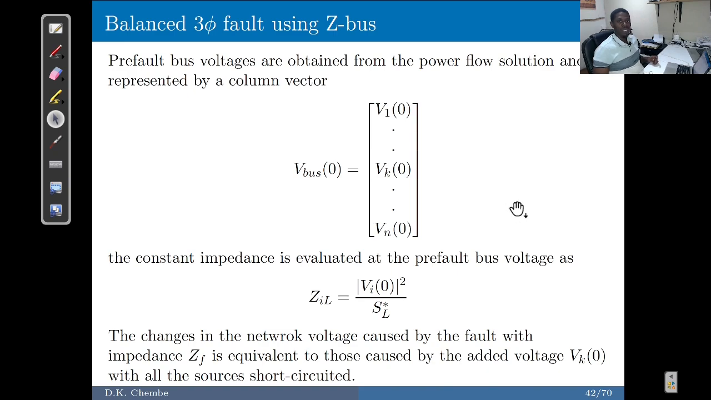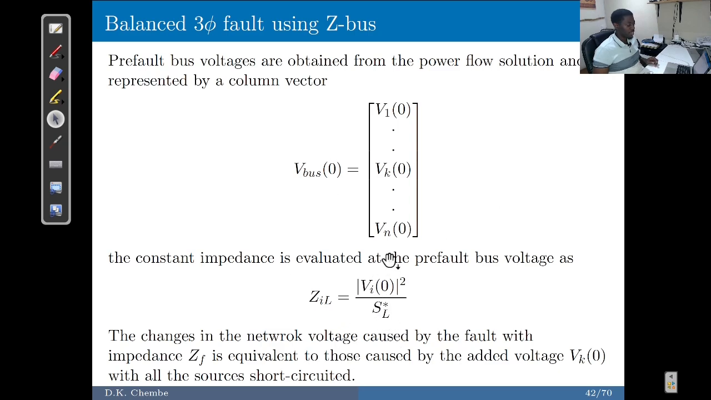Then the pre-fault voltages, which can be calculated from the power flow equations, are represented by a column vector. So V bus 0 is equal to the column vector of V1, Vk, Vn. These are the number of buses that you have in the system. And then we can solve the constant impedance using ZIL to be Vi squared over the conjugate of the apparent power of the system or the line.